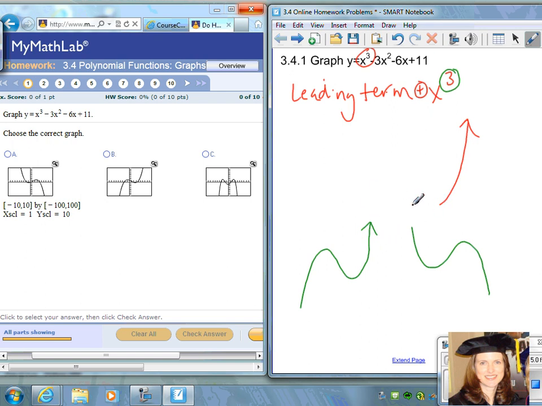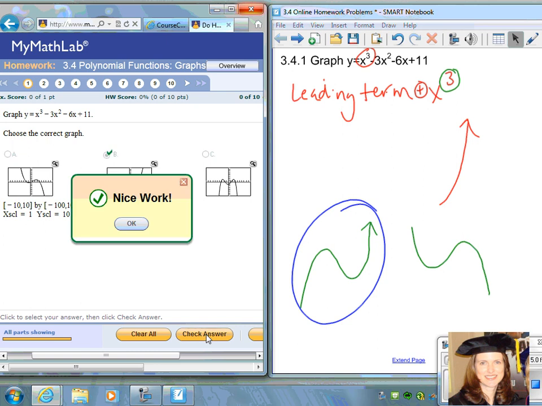So out of the 3 choices that were given here, the first 2 look like they could be x to the third polynomials, but because our leading coefficient is positive, this is going to be the correct choice out of all 3 of those. I'm going to choose B, check your answer. So again, notice I'm not basing this on making a table of values. I'm just basing this on understanding what that leading coefficient does to the shape of a polynomial function.